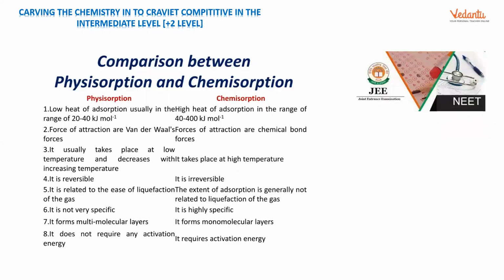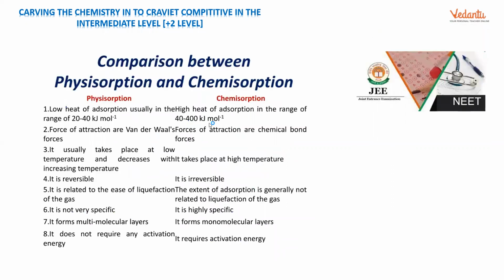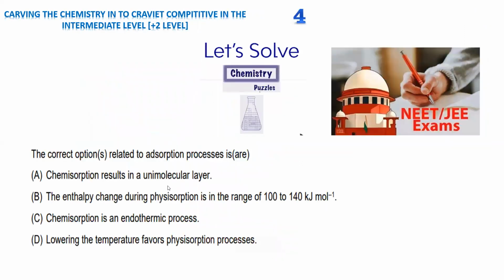Endothermic means absorbing the heat. If heat is absorbed, that is called endothermic. If heat is evolved, it is called an exothermic reaction. If you see this here, during the chemisorption process, 40 to 400 kilojoules of heat is evolved. So we can say it is a kind of exothermic process. Exothermic means releasing the heat, but not an endothermic process, right? So option C is the wrong one only. And D, lowering the temperature favors the physisorption process. If temperature lowers, physisorption is possible.